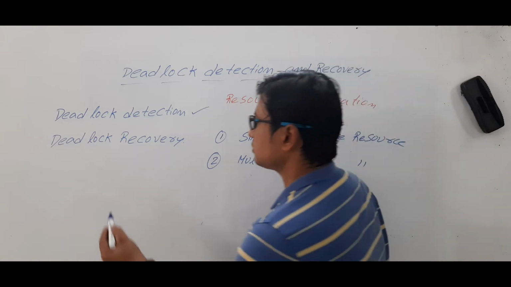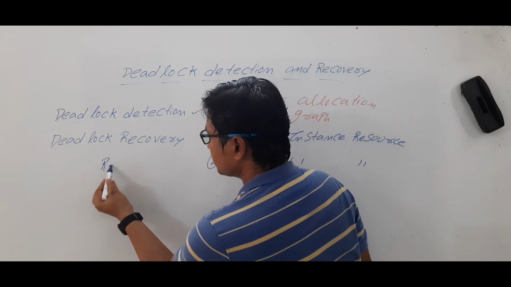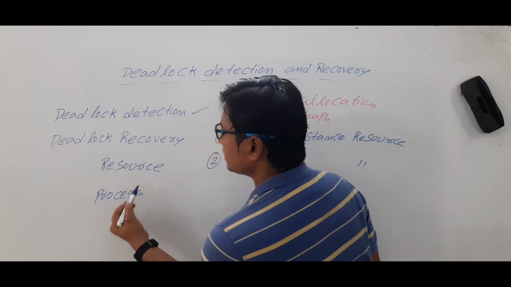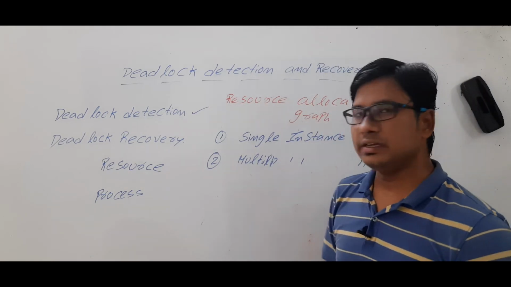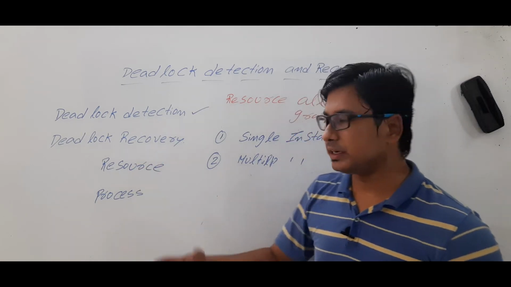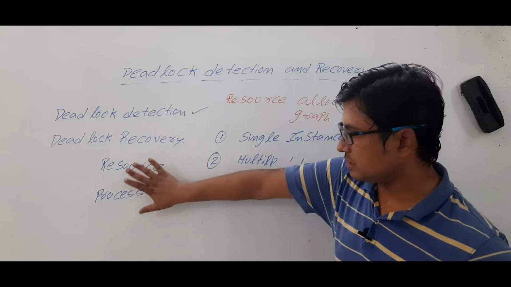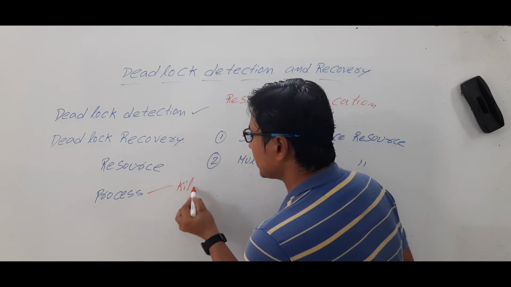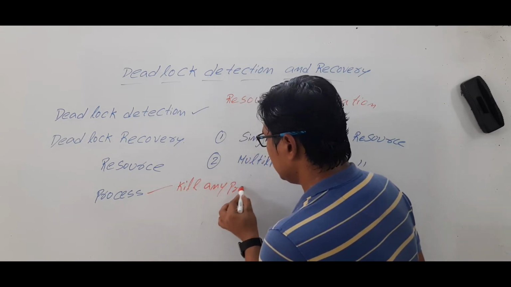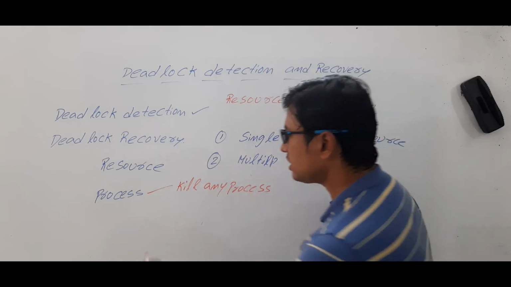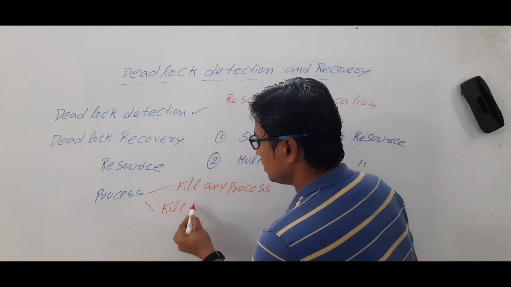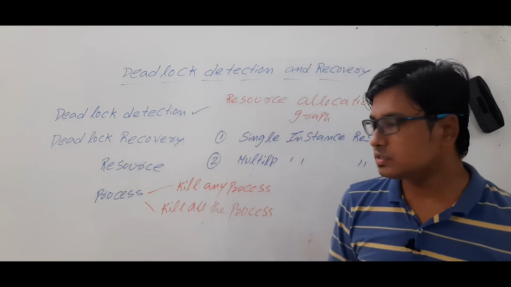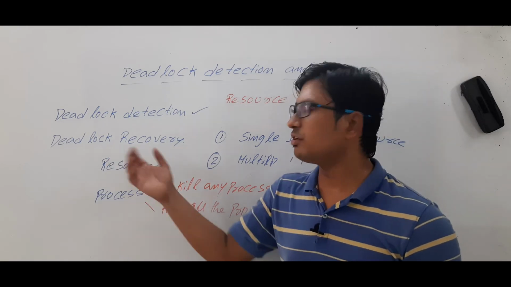Now the recovery is with respect to the resources and with respect to the process. Let me discuss the process first. Meaning that we can recover from the deadlock with the help of the process or with the help of the resource. With respect to the process, we can kill any one process, or kill all the processes. Is it clear? Are you able to understand it or not? Either kill any one process or kill all the processes to recover from the deadlock.